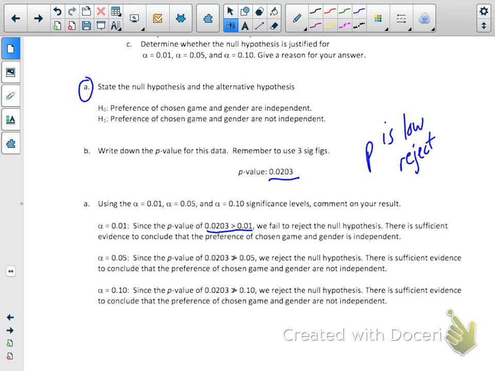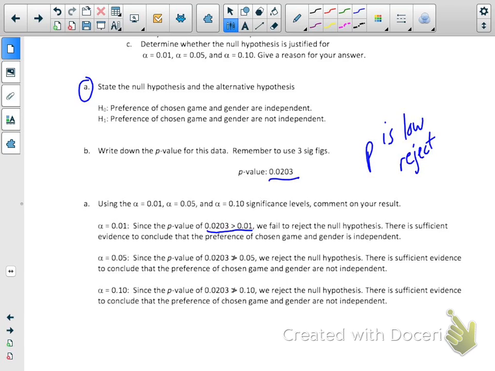Okay, now we go to 0.05 significance level. In this case, 0.0203, my p-value that I calculated, is not greater than 0.05. I kind of put a greater than symbol there with a line through it so we would know we're trying to see if it's greater than. This one actually is not. So in this case, we reject our null hypothesis. So that says that there is sufficient evidence to conclude that the preference of game and gender are not independent. So they are in some way related.